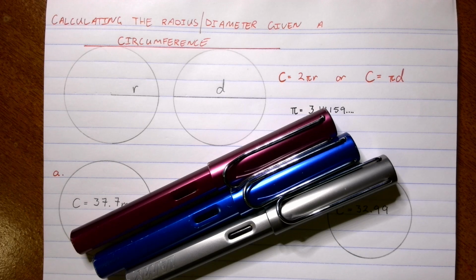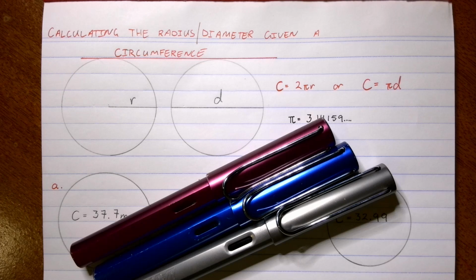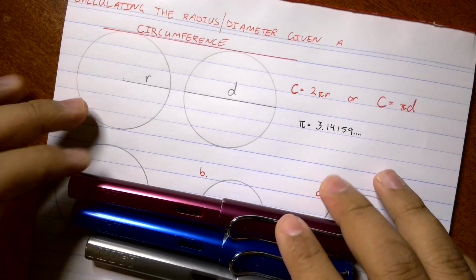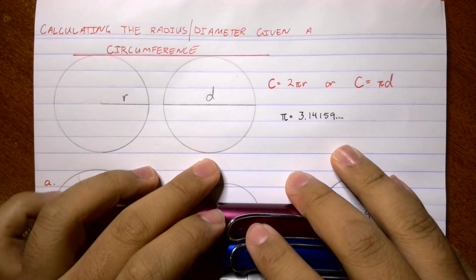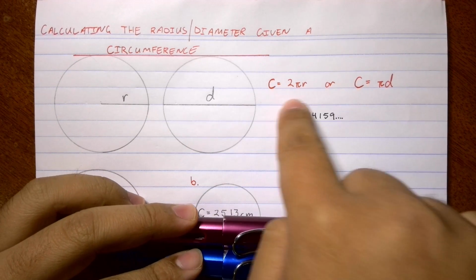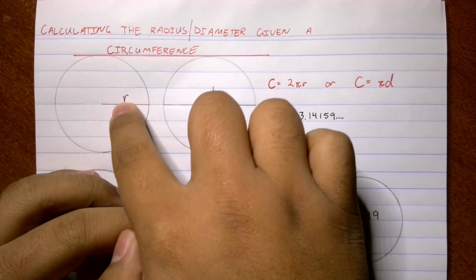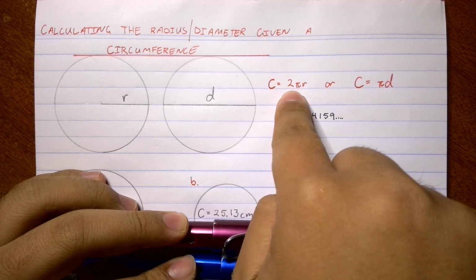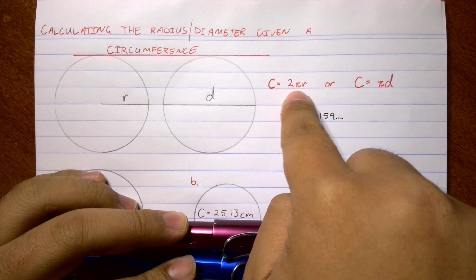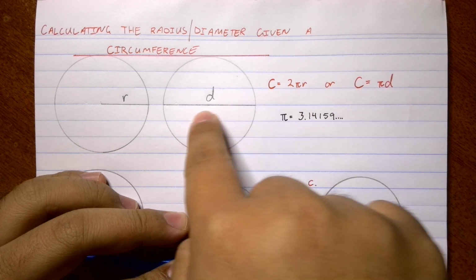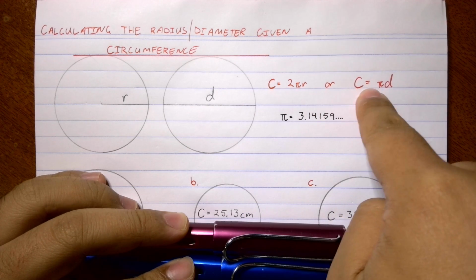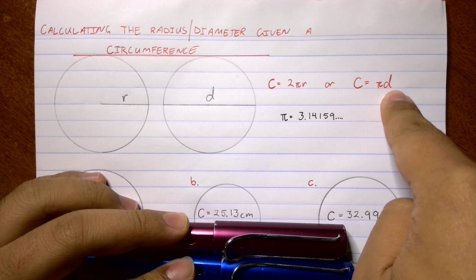Hello class, this is a video tutorial on calculating the radius or the diameter of a circle given a circumference. So I've drawn up here just two circles with a radius r and a diameter d, and we've learned in previous videos that the circumference is calculated using the radius via this formula. Circumference equals 2 times pi times the radius. Or we can use the diameter, which is just circumference equals pi times the diameter.